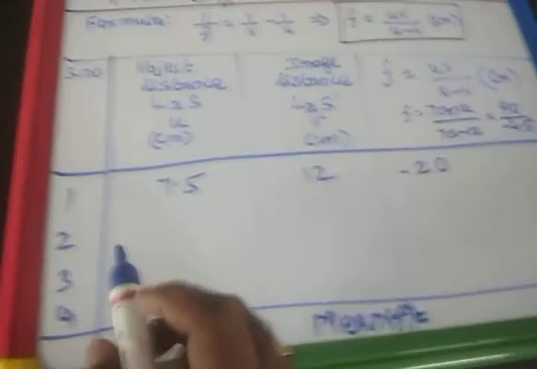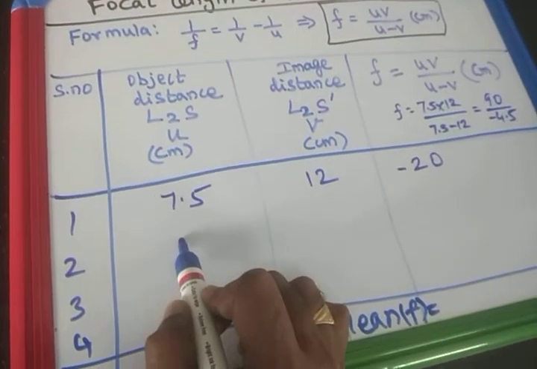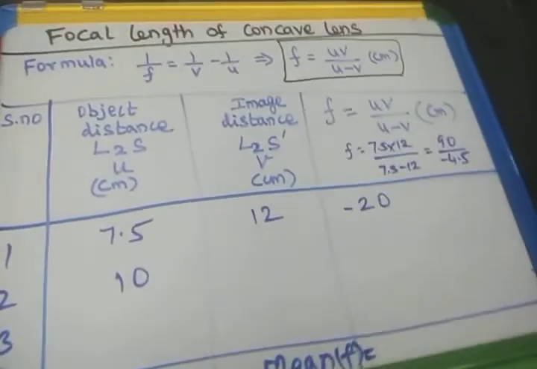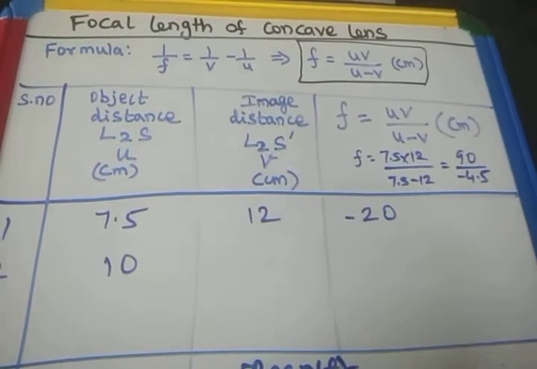Now I am going to fix the object distance U as 10 centimeter. What will happen to the image distance? How much image distance will be formed? Dear students, this is the first reading question.